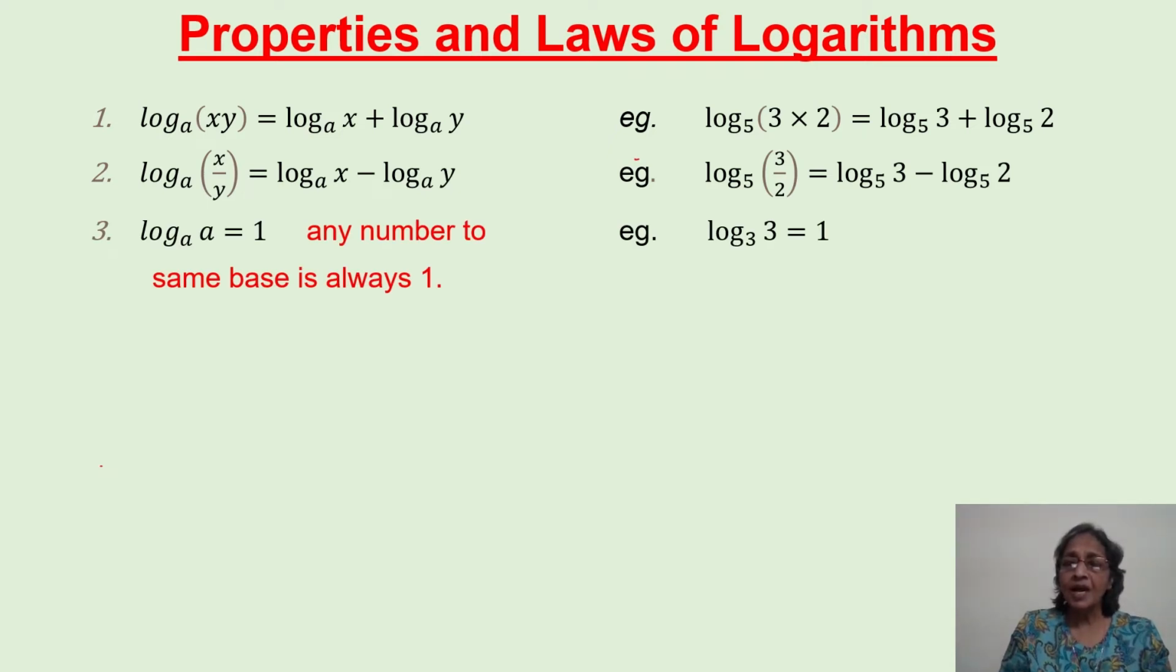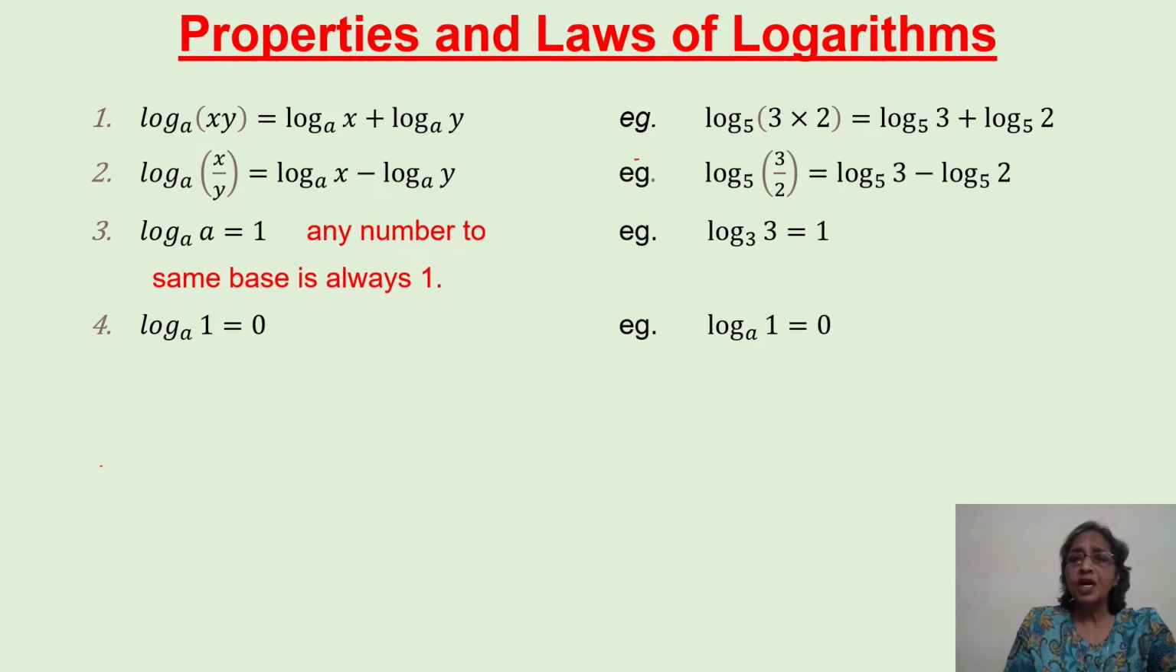Now the third one, a very, very important property. Any log to the same base is equal to 1. Example, log 3 to the base 3 is equal to 1. Another very important property: log of 1 to the base a, or log of 1 to any base, is 0.